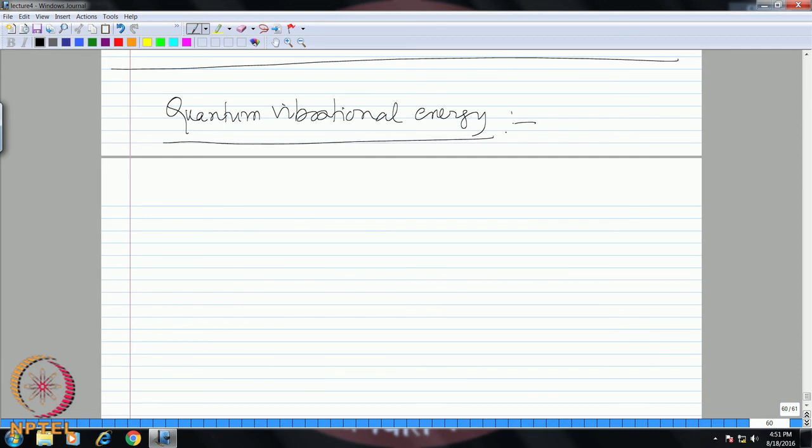In the case of quantum vibrational energy, what kind of a model do we apply? In the case of macro scale, we applied a spring mass system, and then we said that the overall energy is equal to the vibrational energy. The vibrational energy is nothing but both the kinetic and potential energies together. We are going to do something similar, but using the Schrodinger's equation.